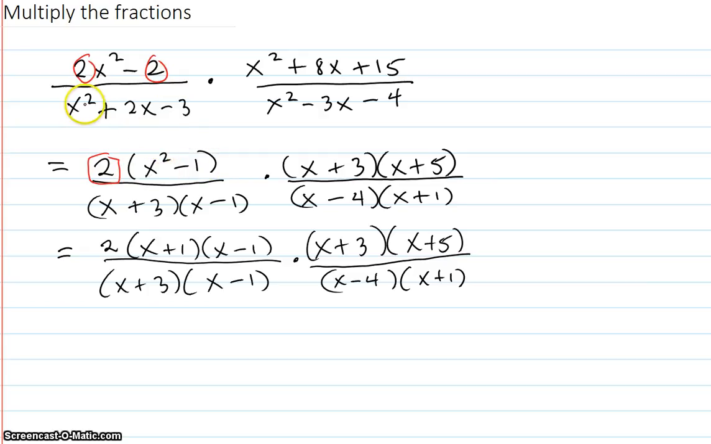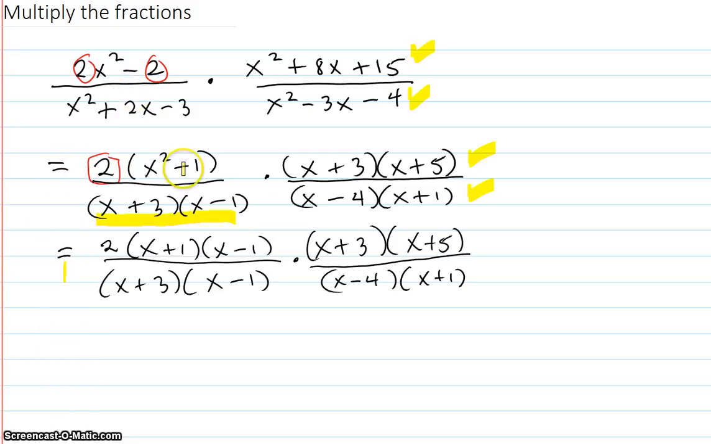This trinomial factors over here as this. This trinomial over here factors as these. And this trinomial factors like this. Then, notice that these equal signs are lined up because this is an expression and we're lining up the equal signs on the left.